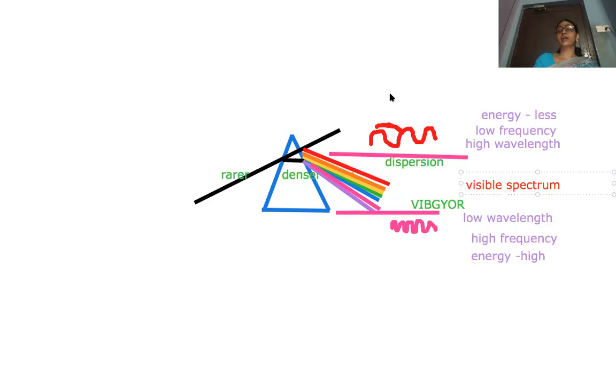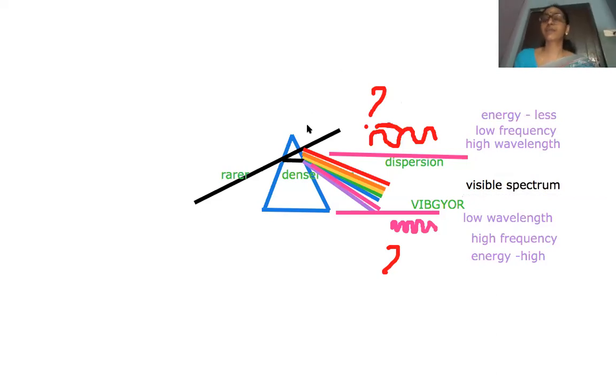And do you think above this visible spectrum and below the visible spectrum, do you have any other rays, waves? Do we have any waves below and above the visible spectrum? We are not able to see them, right? So do we have waves above and below the visible spectrum? The answer is yes.